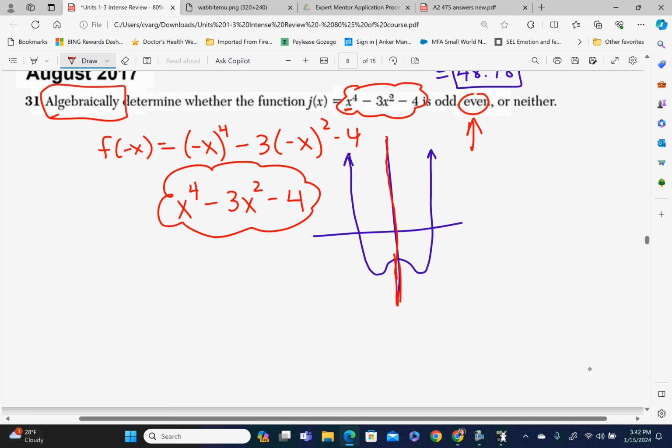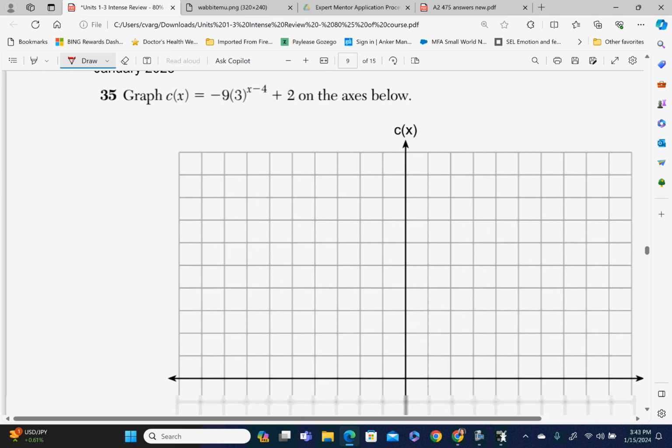If you just do it algebraically by plugging in negative x instead of x, and you get the same function, it is even. If you get the opposite, like if you got a negative and a positive, then that would give you an odd function, okay? If it's literally the opposite or the inverse.